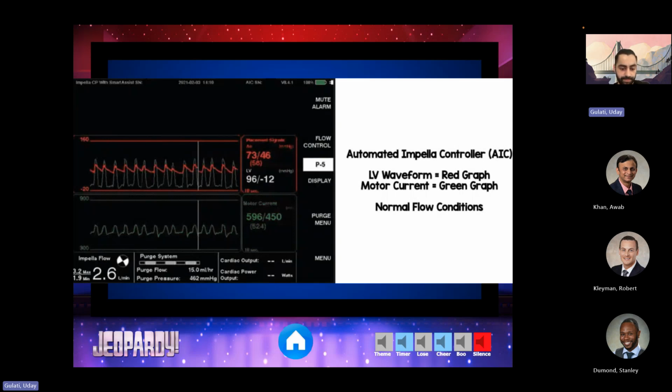Does all that make sense? Yeah, makes sense. Just give me 1 second. LV waveform equals red.